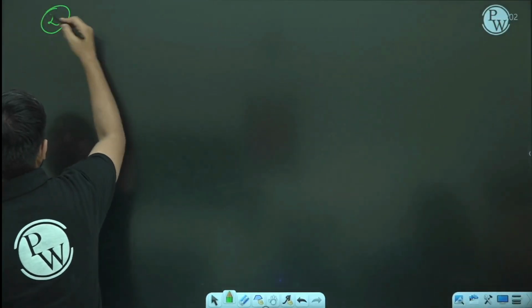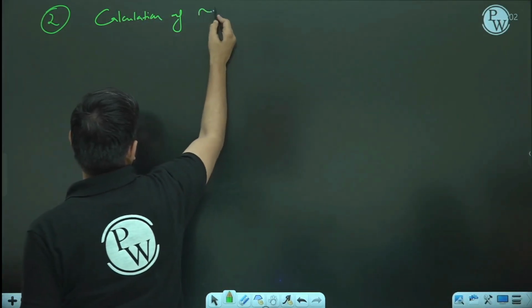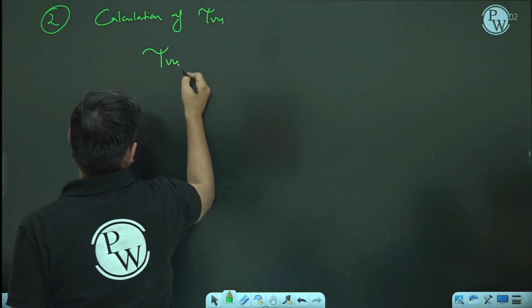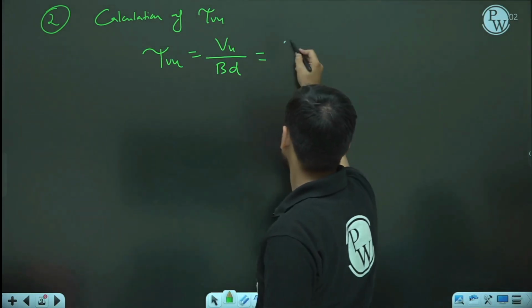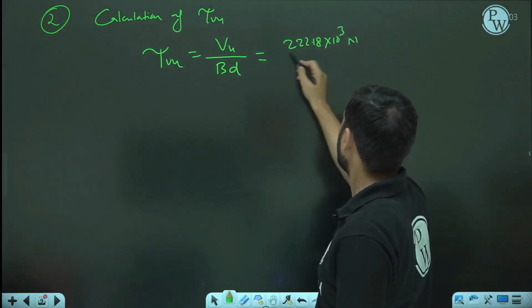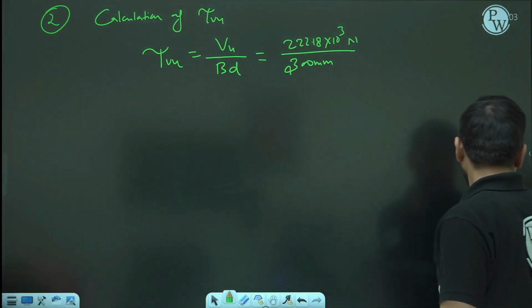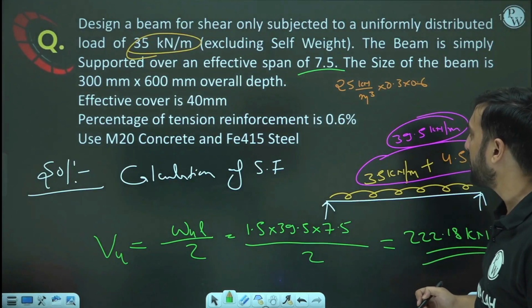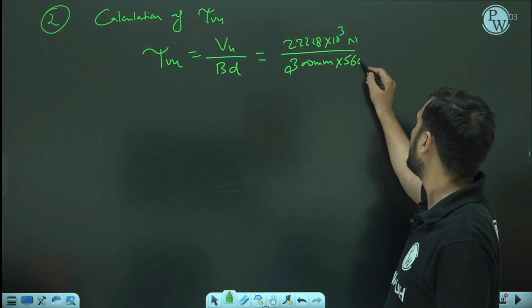What is the next step now? In the next step, we can calculate the value of nominal shear stress. Calculation of tau v. What is tau v? Tau v is Vu over bd. So Vu is 222.18 kilonewton, and b is 300. What about effective cover? I think that is given to you. Effective cover is 40 mm. So out of 600 mm, 40 mm is effective cover. So effective depth is going to be 560 mm.